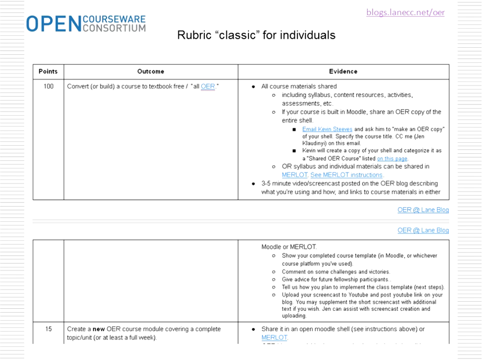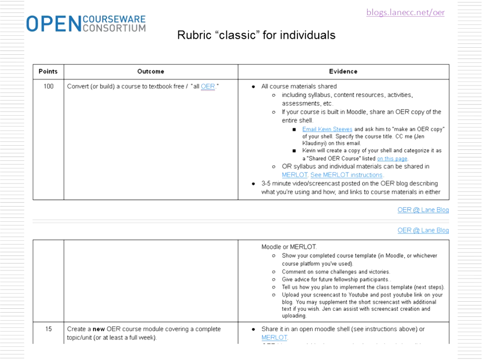I provided the URL here in the top right corner to the OER at Lane blog, where you'll see most of the action happens, blogs.lanecc.net/OER. So you're welcome to go and check out the rubrics. 100 points for the iPad. I have the outcomes on the left side and evidence shown on the right side. I'll talk a little bit more about how instructors provide evidence for meeting these rubric objectives.